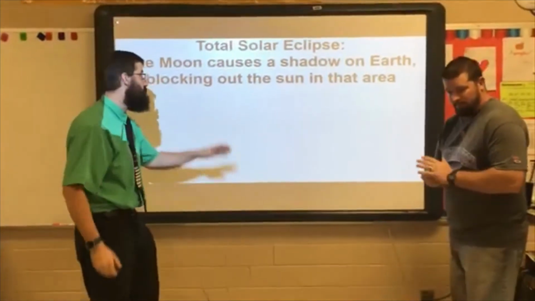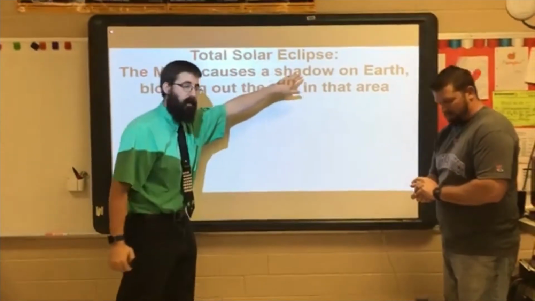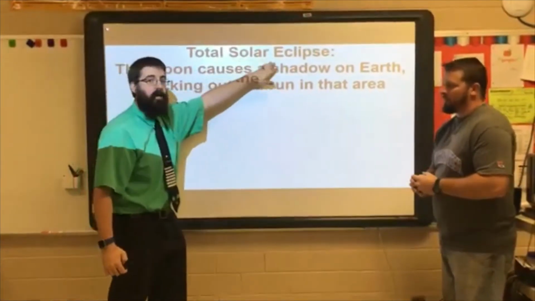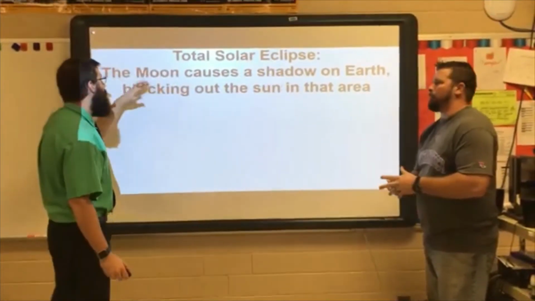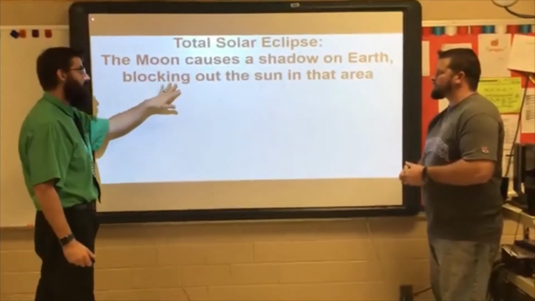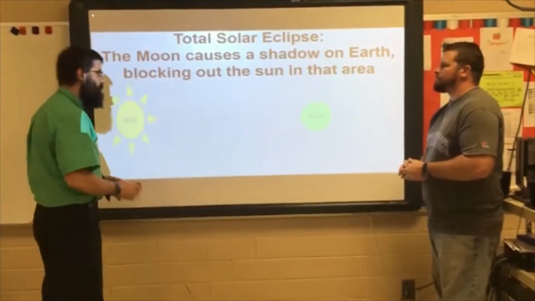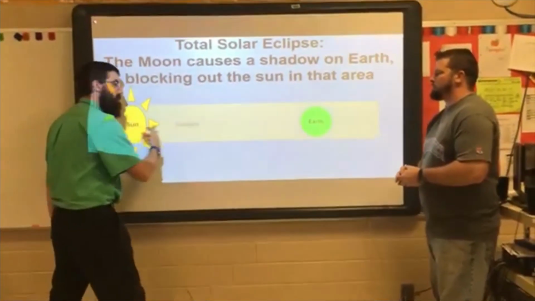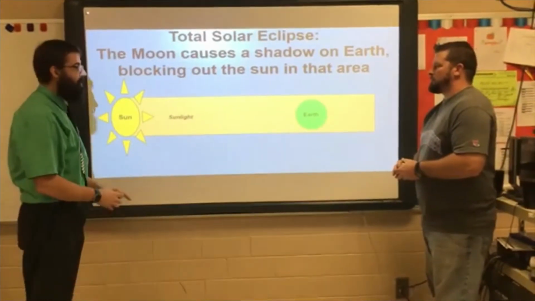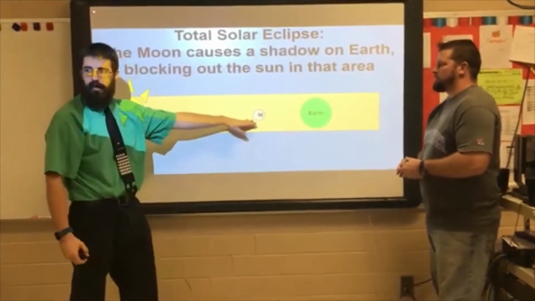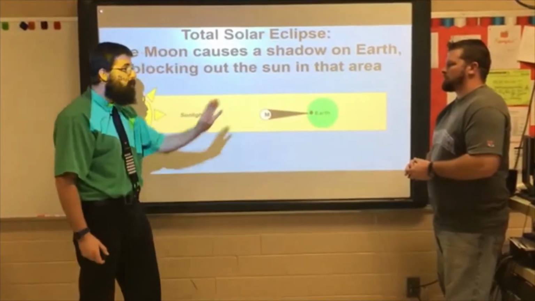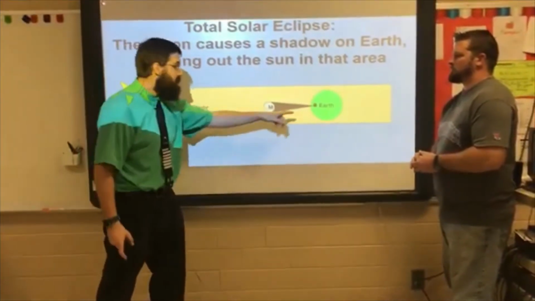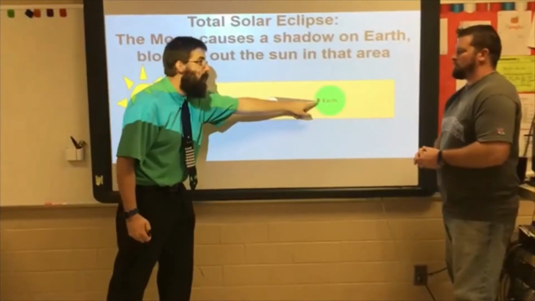So what it gets into is there are two different types of eclipses. The first type of eclipse is called the total solar eclipse. It's called a solar eclipse because the sun is being blocked out, plain and simple. The moon causes a shadow on Earth and it's blocking out the sun in that area. So you have the sun, you have the Earth, you have the light from the sun, and then the moon gets in between the sun and the Earth based on its orbit, and the moon causes a shadow on Earth. But to see that eclipse, you must be in that perfect spot right there.